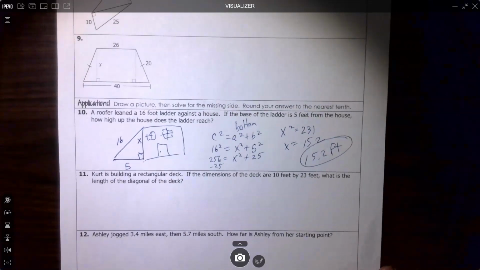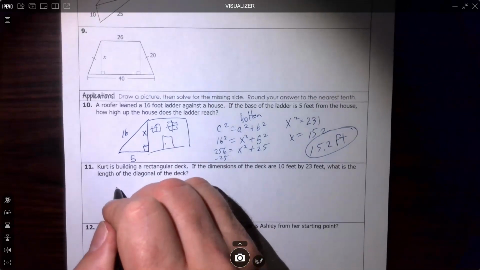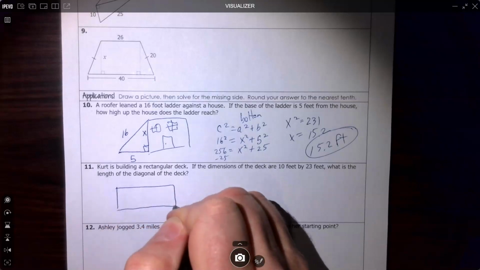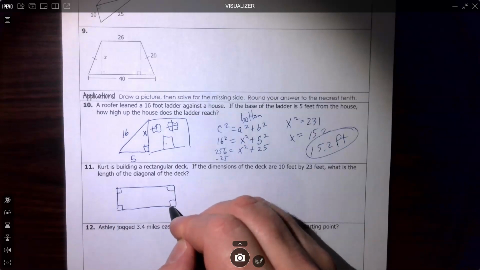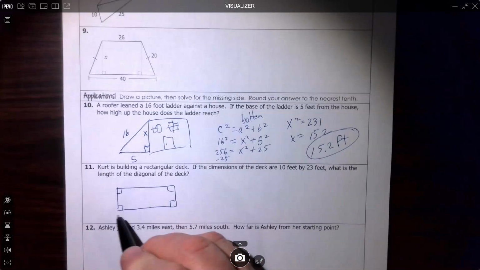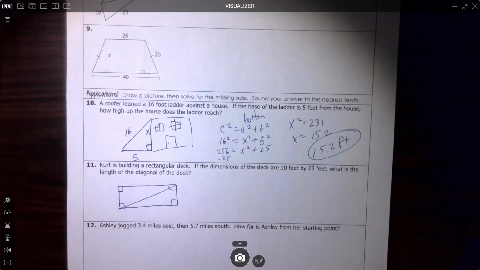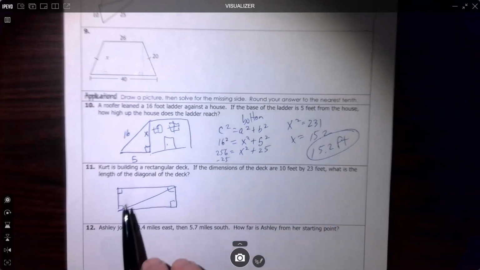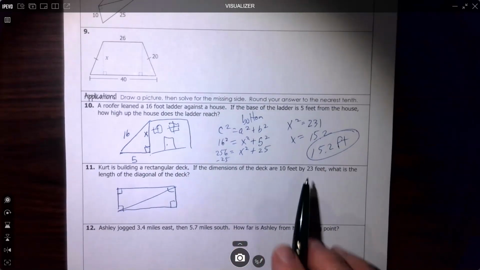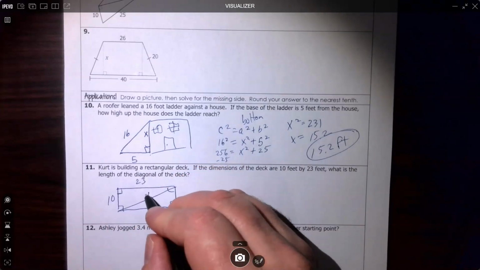Okay, so let's do number 11. Number 11, we have a rectangular deck. Okay, and rectangular means there are right angles on all of my corners. A diagonal is something that goes diagonally through. Like if you were doing a word search, you could circle a word that's diagonal. You'd be circling it kind of in an up-down kind of idea. All right, so it says the deck is 10 by 23. So this is 10, this is 23, and they want to know what the diagonal is.